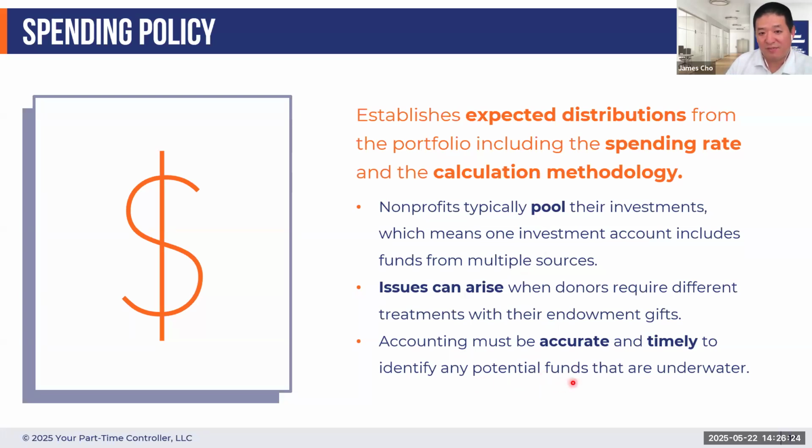Another issue is if a fund is underwater, how does that affect your spending policy? In your investment policy statement, you may want to address these situations. If a fund was a $1 million gift and now it's worth, say, 900,000, do you continue to pull 5% out of that fund? That's up for discussion. There's no right or wrong answer.